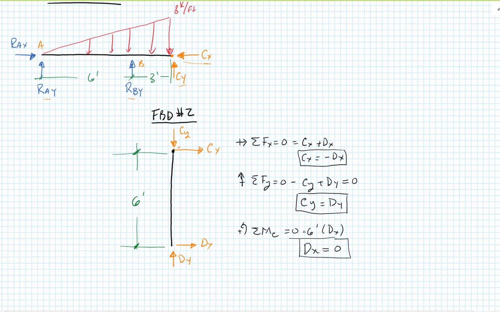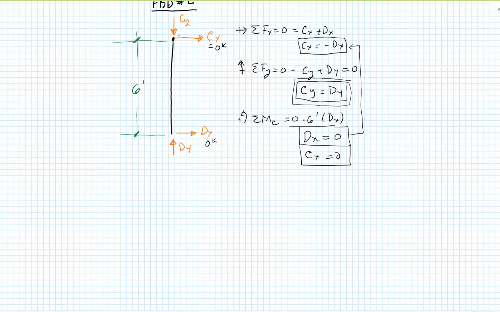So I did get one solution out of here, and that's typical. You may have an indeterminate structure, which this free body diagram is, but I can still solve partially. Dx being 0 plugs in up here and tells me Cx is equal to 0 as well. So those are really useful to me. I can write that in right here: 0 kips, 0 kips, and 0 kips. And I have this relationship here where Cy equals Dy, which is going to help me.